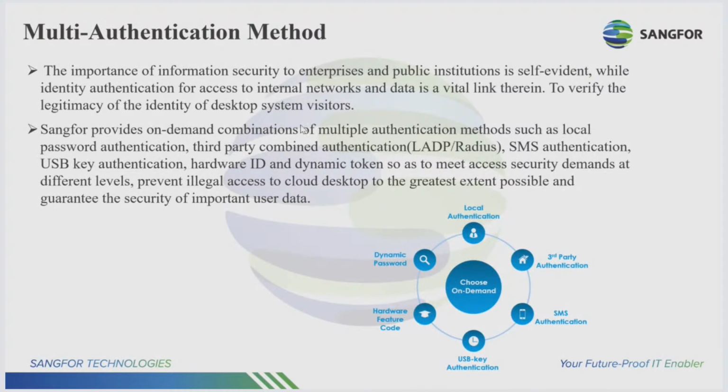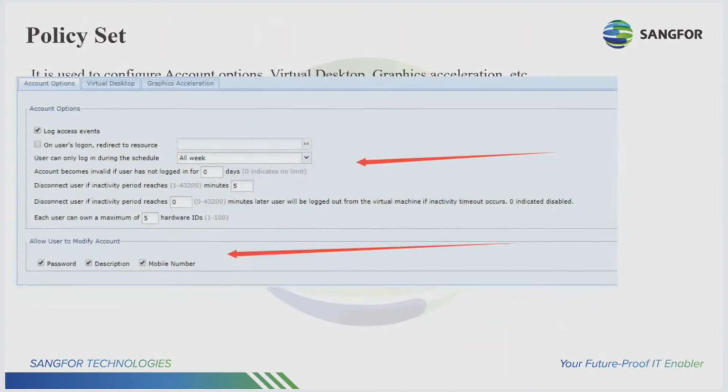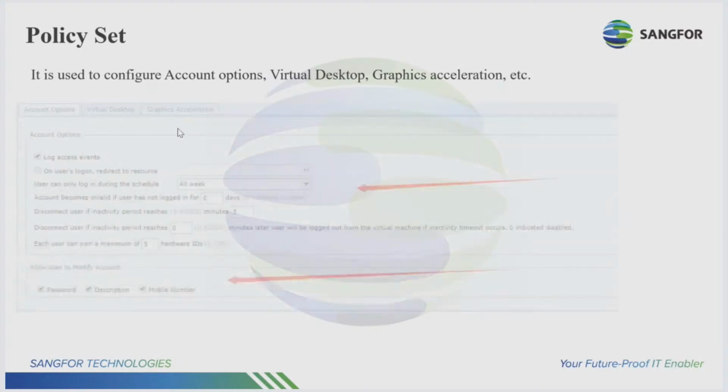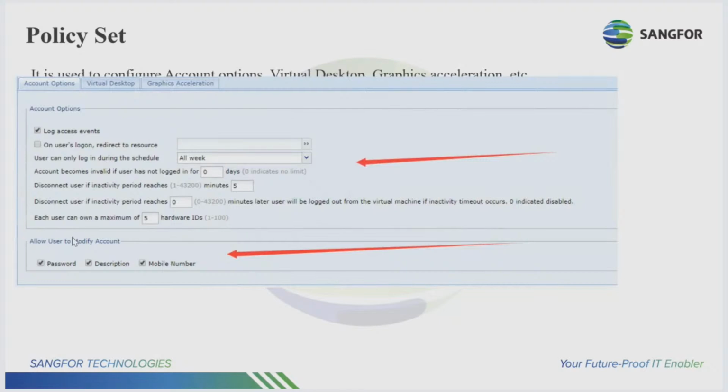This multi-authentication method I've introduced. And in this policy set, first, we can configure the account options. For example, we allow the user to modify the account, and here we set the account options. We can set the inactivity period and the hardware IDs. The number of hardware IDs we can bind, we can see it there, and the login schedule. Some basic account options.